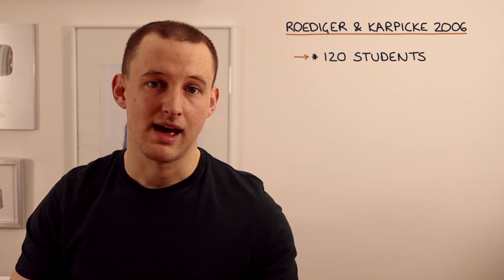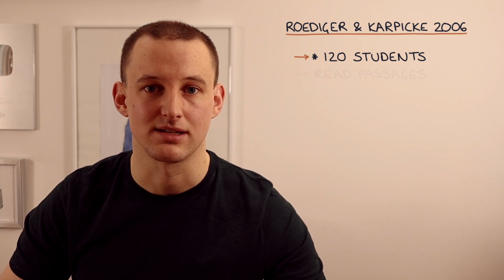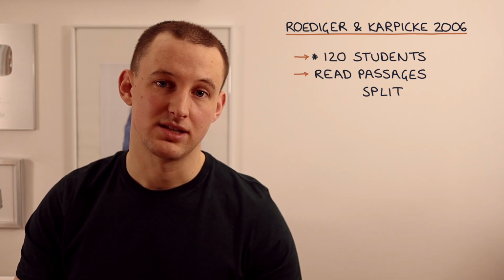So I want to tell you about one paper by somebody called Roediger and Karpicke from 2006. And what they did is they took 130 undergraduate psychology students, and if you know anything about psychology research, you'll know that essentially all they do is test undergraduate psychology students. And they had these students read through passages on either the sun or sea otters. And they split these psychology students into two groups.